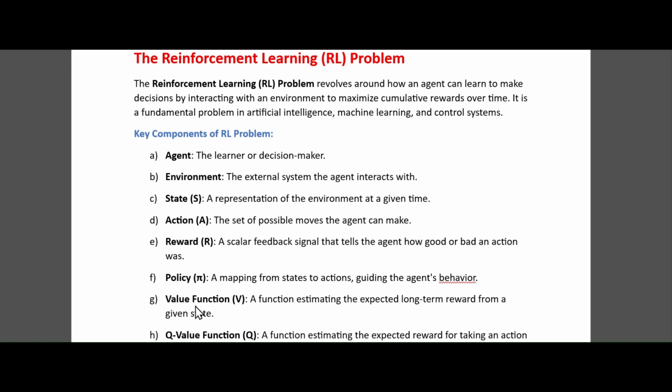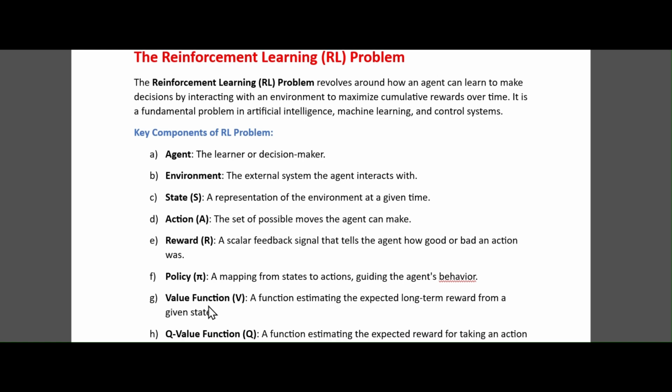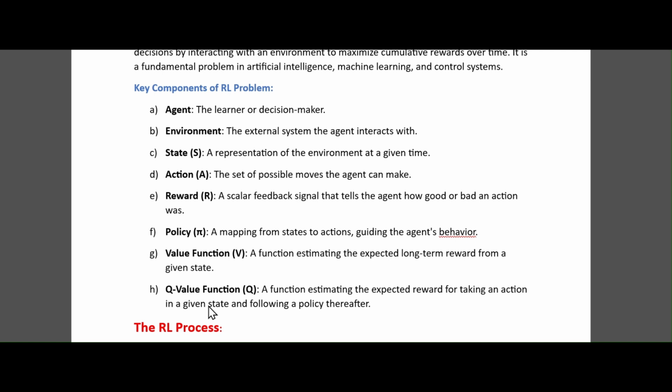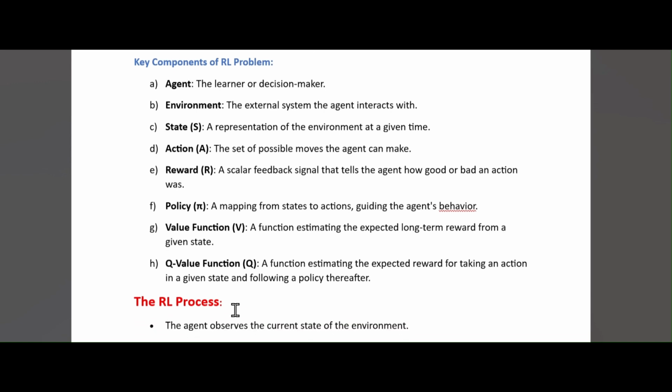And what does value function mean? A value function is a function that estimates the expected cumulative future reward from a given state. And the Q value function is a function that estimates the expected cumulative reward from taking a given action in a given state. The main RL problem involves finding the policy which maximizes the cumulative reward over the time t. This can be achieved through various algorithms like Q-learning, SARSA, DQNs, and policy gradient methods.